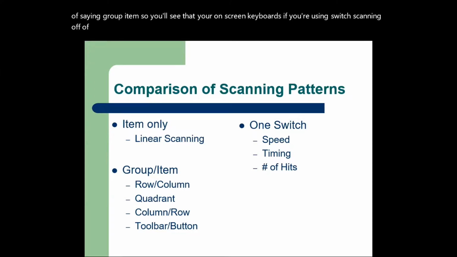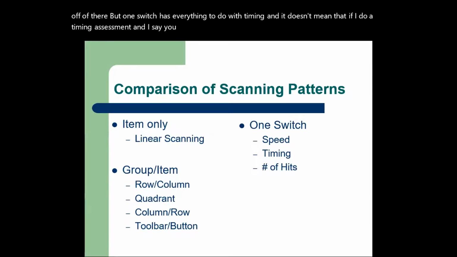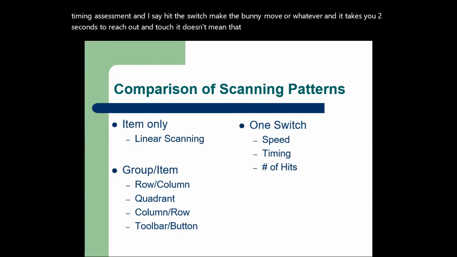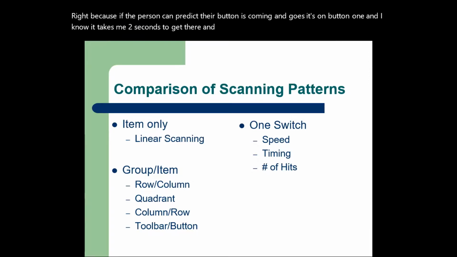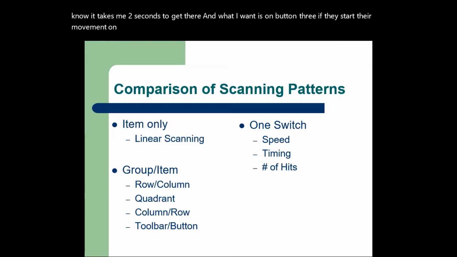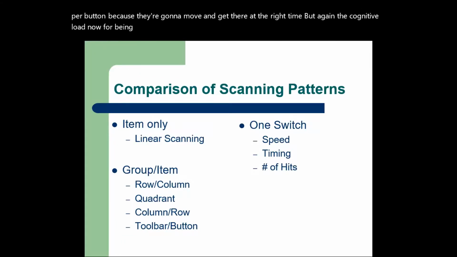But one switch has everything to do with timing. And it doesn't mean that if I do a timing assessment and I say, you know, hit the switch, make the bunny move or whatever, and it takes you 2 seconds to reach out and touch, that has to be the same as the scan rate. Because if the person can predict their button is coming and goes, ooh, it's on button 1, and I know it takes me 2 seconds to get there, and what I want is on button 3, if they start their movement on button 1, then we can move at 1 second per button instead of 2 seconds per button because they're going to move and get there at the right time. But again, the cognitive load now for being able to do that is super high, right?